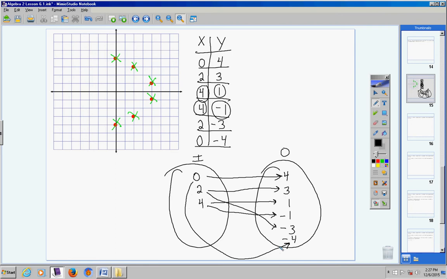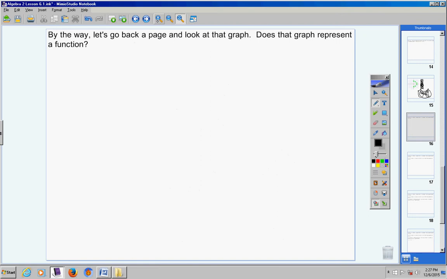Okay, there we go. So 0 had two outputs, 2 has two outputs, and 4 has two outputs. Okay, so there we go. Pretty simple. Alright, hope that makes sense. Now moving on.